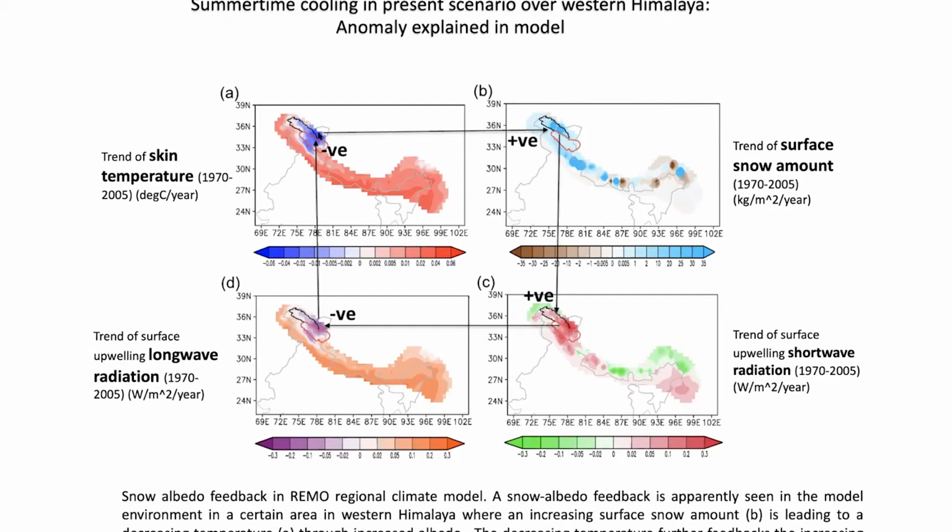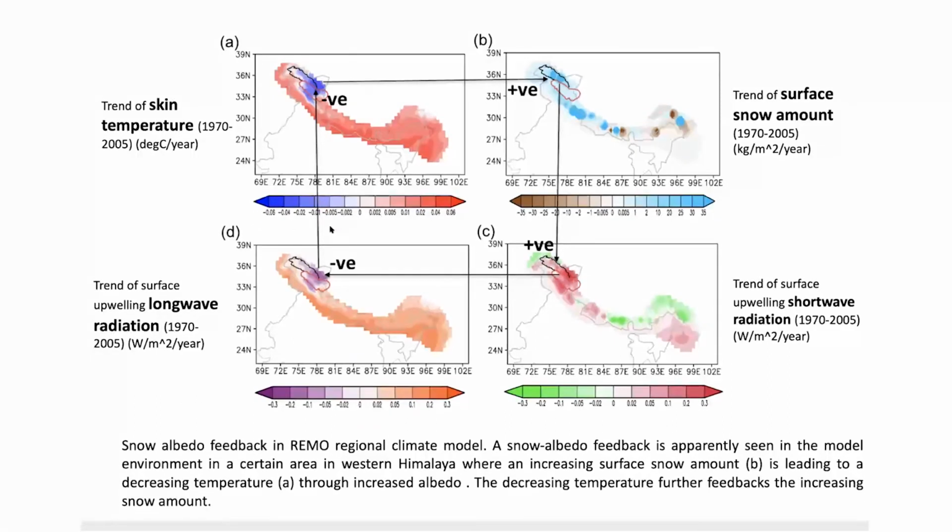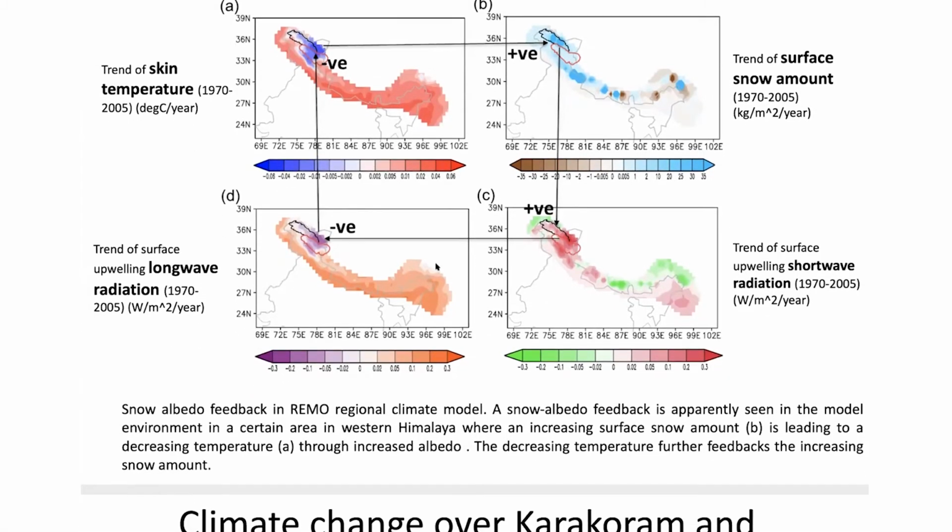So I'm not talking about the glacier dynamics, because I'm not a glacier person. I'm only giving a conjecture of the associated atmospheric forcing to the snow or glacier mass over the Karakoram and Ladakh region. And that is the one which we are trying to hypothesize, that through the increased albedo, something like that will happen.